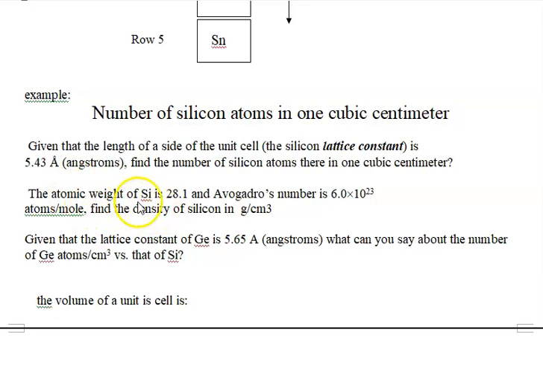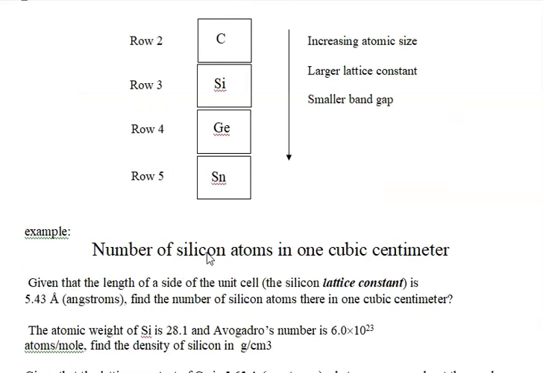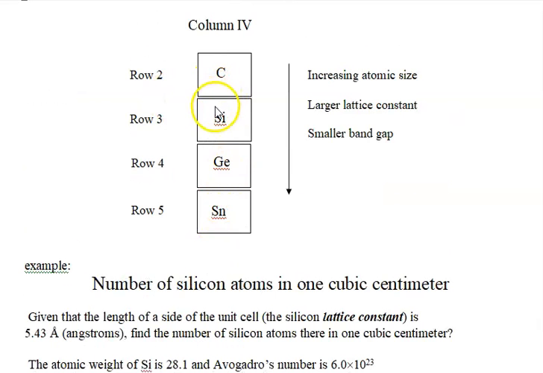And we're also given the atomic weight of silicon is 28, and Avogadro's number, which I always forget, is 6 times 10 to the 23rd atoms per mole. And then we're asked to use all this information to find the density of silicon in grams per cubic centimeter. And finally, to compare that with germanium, germanium is lower down on the chart here on the periodic table.